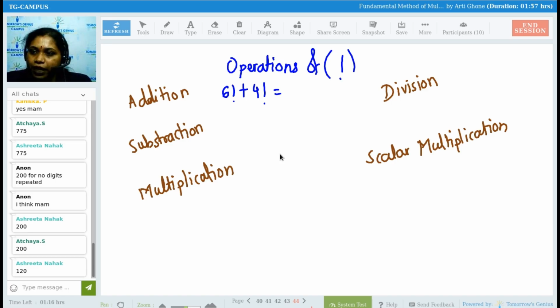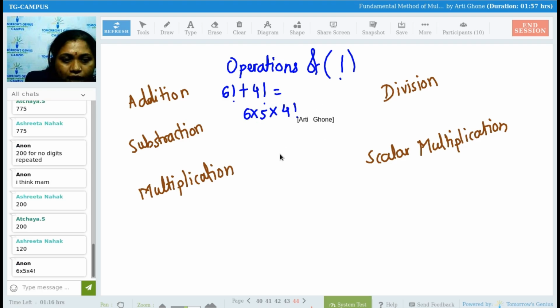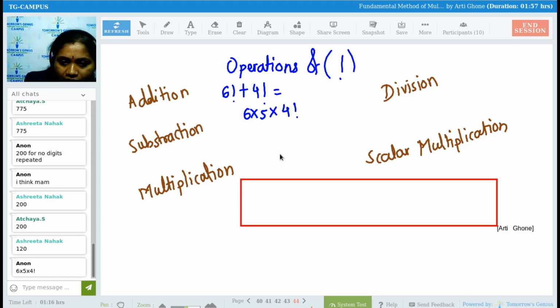So you have to take the smallest factorial. Clear? Which one is the smallest out of the two? 4 factorial. So resolve the biggest one up to the smallest one. So 6 into 5 into 4 factorial. 6 factorial can be reversed. So this is an important thing to remember. Students may forget this one. We can convert a largest factorial to the smallest factorial. Clear? A largest factorial can be converted to the smallest factorial.